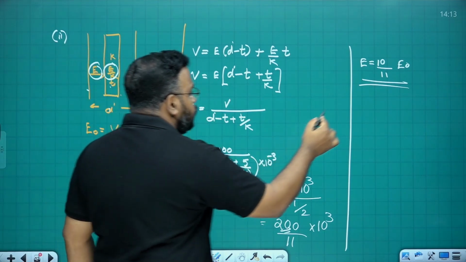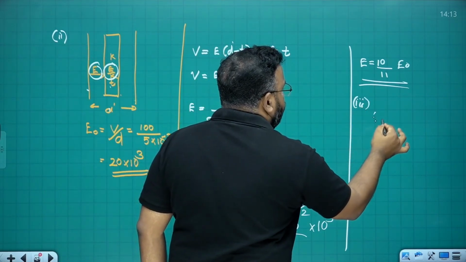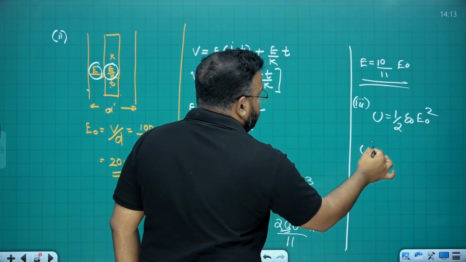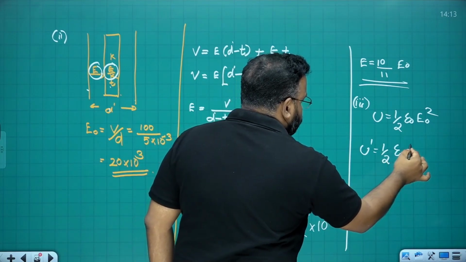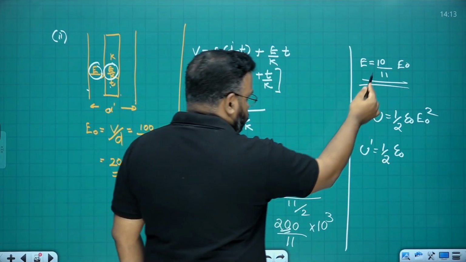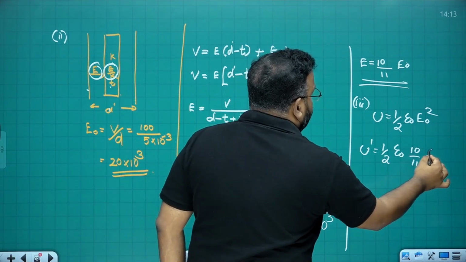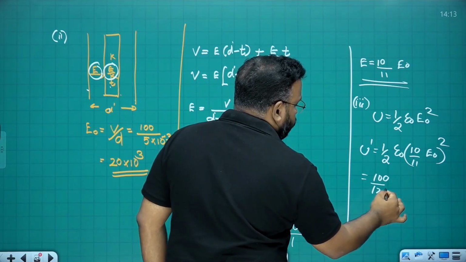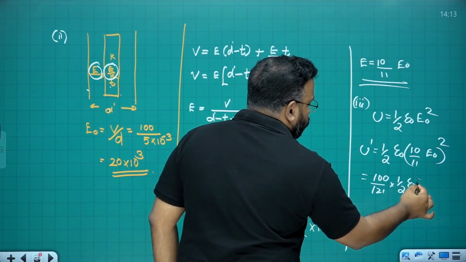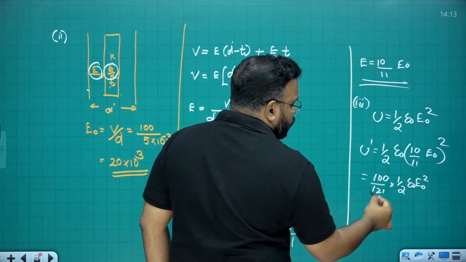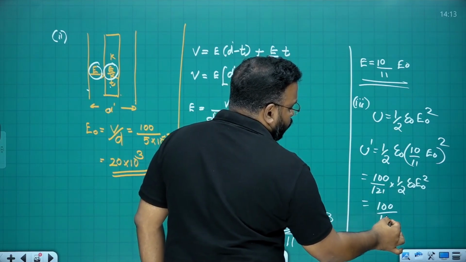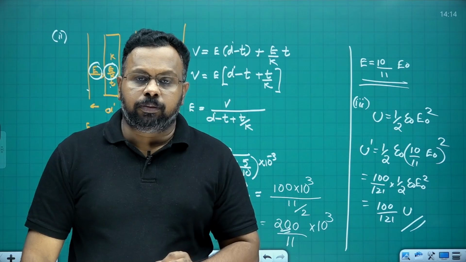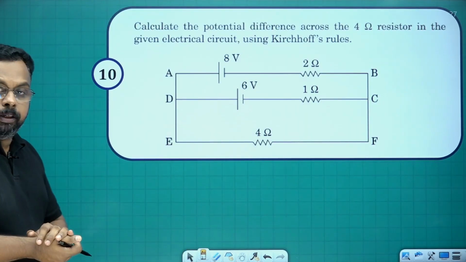Now, energy density is the third question. How can we write? The initial energy density is half epsilon naught E naught square, with E naught as the initial electric field. So the final energy density will be half epsilon naught into the new electric field, 10 by 11 into E naught, the whole square. So 10 square is 100, 11 square is 121, into half epsilon naught E naught square, which is the initial energy density. So it is 100 by 121 into U. This is U dash, the new energy density. Clear or not?